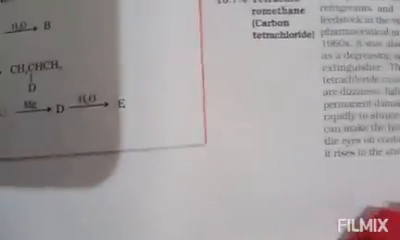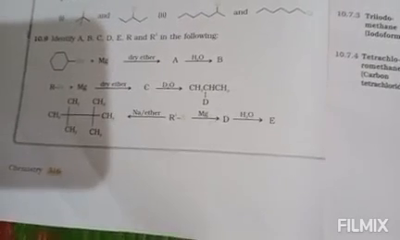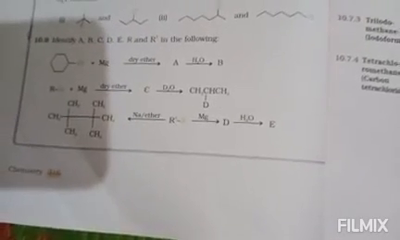The Wurtz-Fittig reaction and Fittig reaction are important for the exams, and questions 10.8 and 10.9 in your textbook were already in the board exam. You try to solve them. The remaining part, that is polyhalogen compounds, was deleted for this year, so you need to read the remaining part. This is the end of this chapter. Thank you.